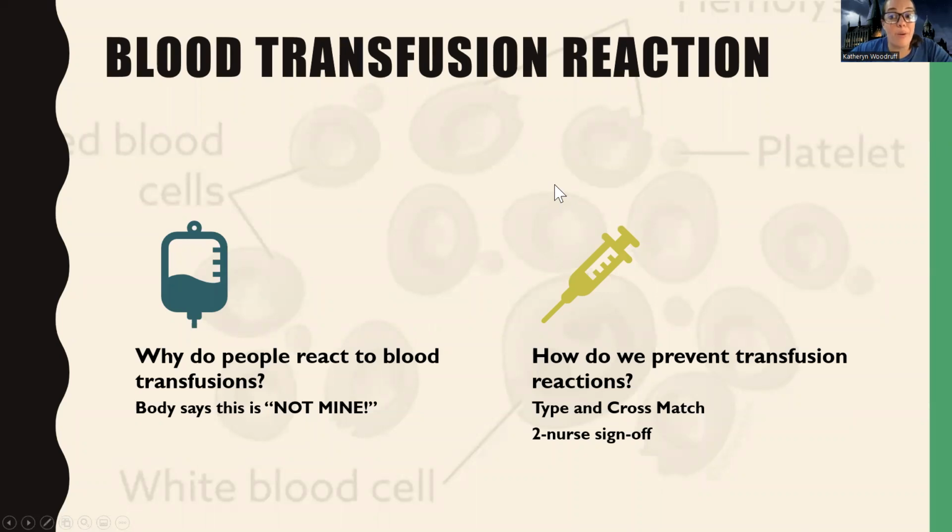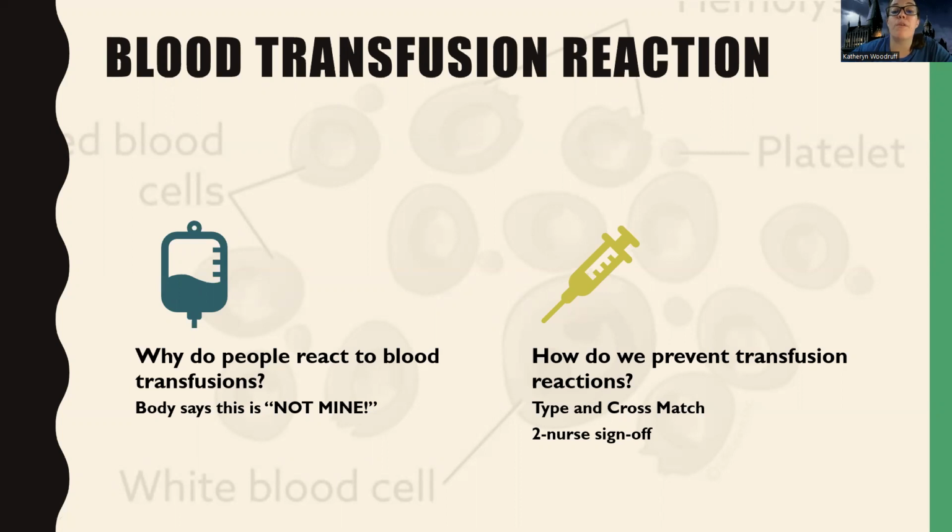So why do people have blood transfusion reactions? Well, because their body says, hey, this is not me, or it starts to react, and it overreacts sometimes. It can overreact in an allergic sense. It can overreact in that it starts to destroy it. It can put too much fluid in the body. There can be bacteria in the blood. They can have too many transfusions. There's a lot of different things that can happen.